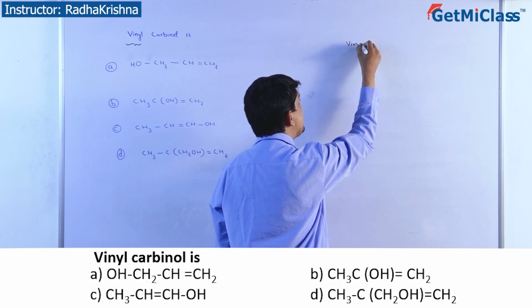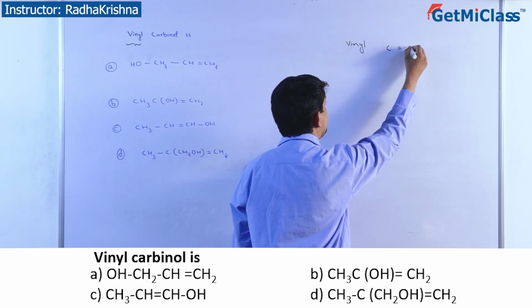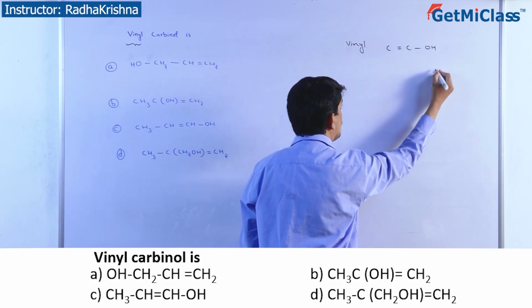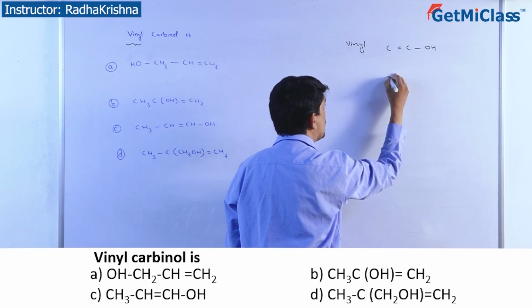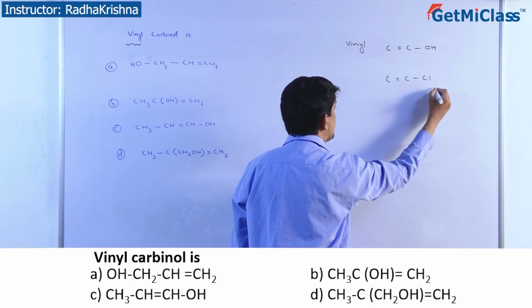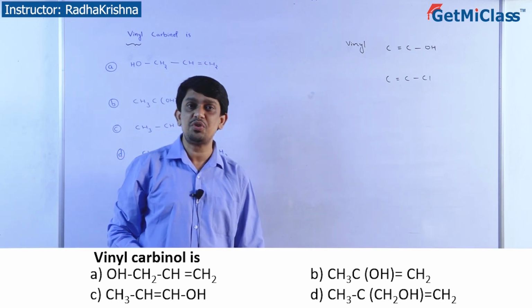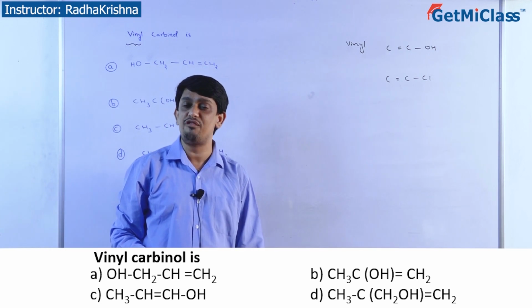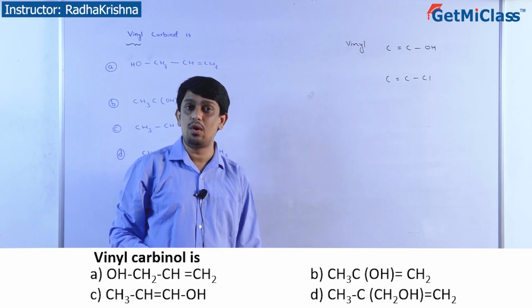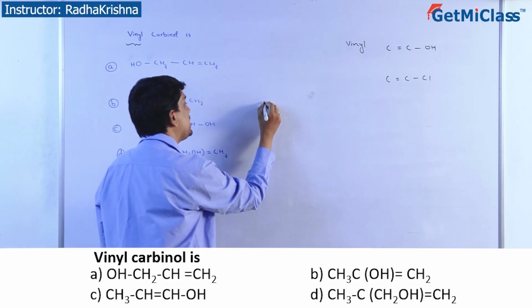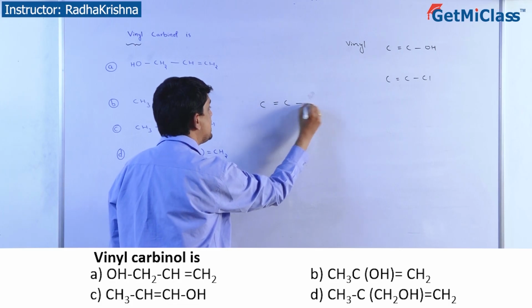So vinyl is the derivative of alkene. If you put here alcohol, it becomes vinyl alcohol. If you put here a chlorine, it becomes vinyl chloride. So the one thing I should realize, the meaning of vinyl, it's the derivative of alkene. So let me show you the alkene derivative.